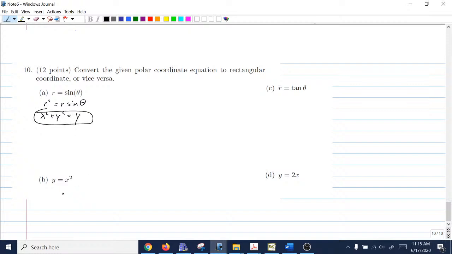y equals x squared. This says r sine theta equals r squared cosine squared theta. If I want to solve for r, I guess I divide both sides by r. Divide both sides by cosine squared theta. We don't have to solve for r, by the way, but if we can, it's not too hard. I get r equals sine theta over cosine squared theta. What is that? Secant theta, tangent theta?